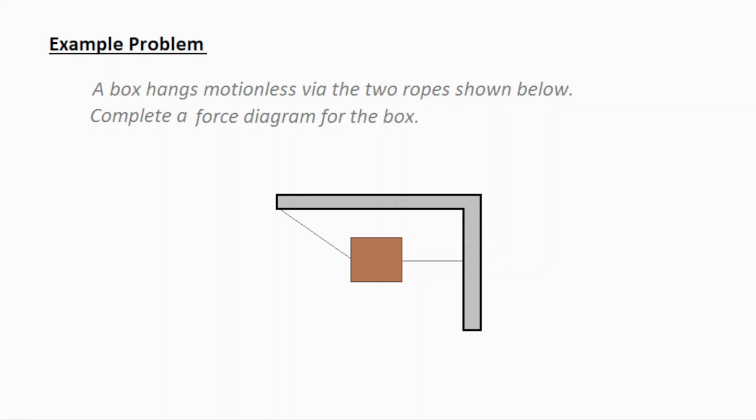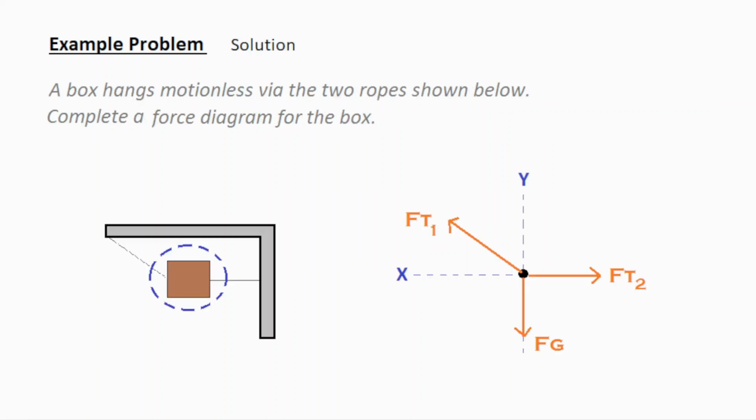The goal is to complete a force diagram for the hanging box. I start by identifying my object, and then completing the diagram. I have a downward force of gravity from Earth. The horizontal rope provides tension force to the right, and the angled rope provides a tension force up and to the left. If you have multiple forces that are the same type in the same diagram, consider using subscripts to make them stand out. So I'll call the up and left force Ft1 and the rightward force Ft2.